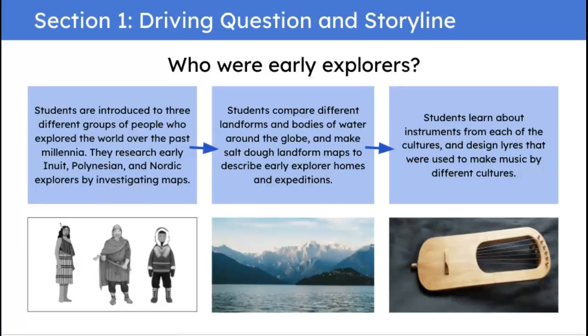The driving question for Section 1 is: who were early explorers? Students connect to the anchoring phenomenon by investigating 3 different groups of people who explored the world over the past millennia: the Inuit, Polynesian, and Nordic explorers. Students compare different landforms and bodies of water using maps and globes, and they make models of landforms to describe early explorer homes and expeditions. The section concludes as students learn about instruments from each culture. They design lyres, a musical instrument used in the Nordic culture.